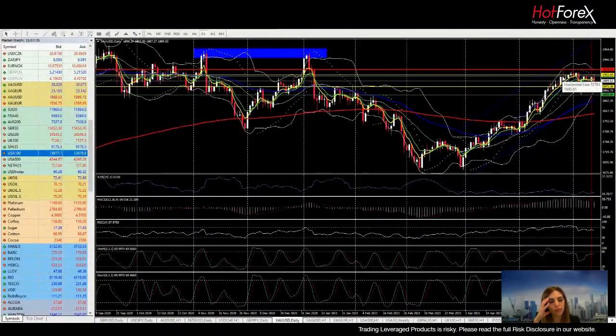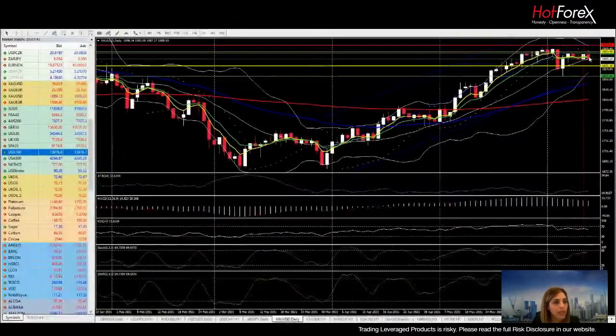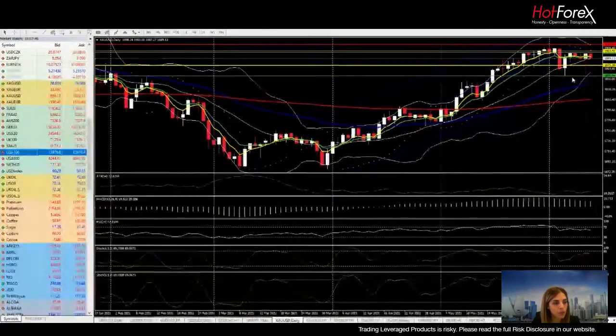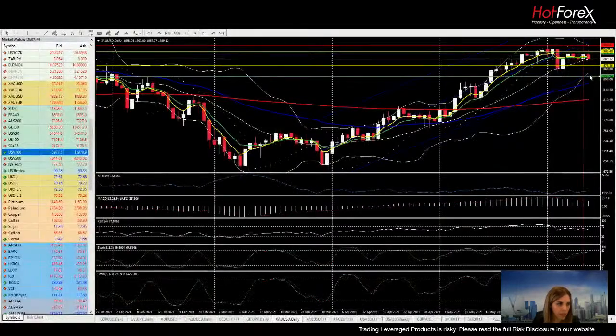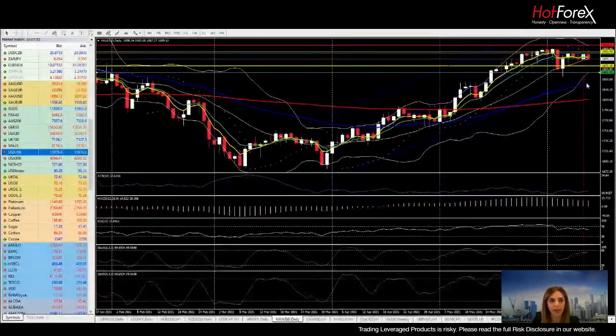So don't try to explain everything. Just stick to what you see, and what you see is a sideways move with key resistance at 1960 and key support at 1860, which is the lower Bollinger Band area.